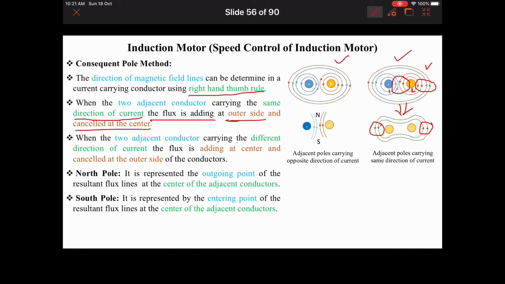So, in this picture we have considered two conductors. In conductor 1 the direction of current is outward, while in conductor 2 the direction of current is inward, or we can say that the current is going inside the display. So, as per the right hand thumb rule, the direction of the magnetic field lines for conductor 1 will be anti-clockwise, while for conductor 2 it will be clockwise.